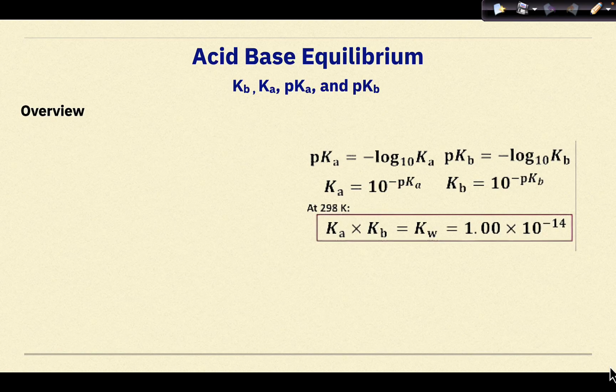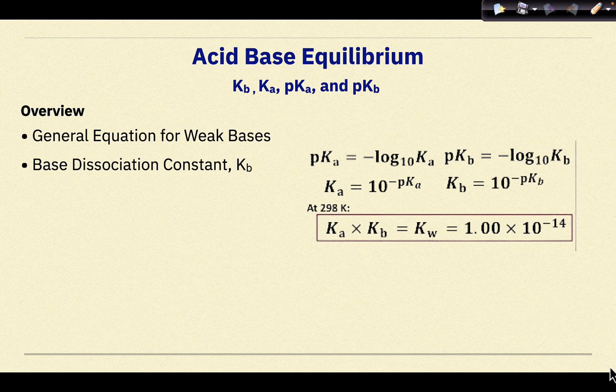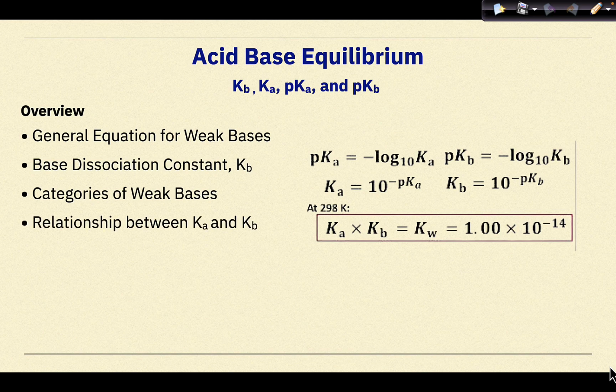Acid-base equilibrium, Kb, Ka, pKa, and pKb. In this tutorial, we will be going over the general equation for weak bases, base dissociation constant Kb, categories of weak bases, the relationship between Ka and Kb, calculating Kb and Ka examples, and finally pKa and pKb.